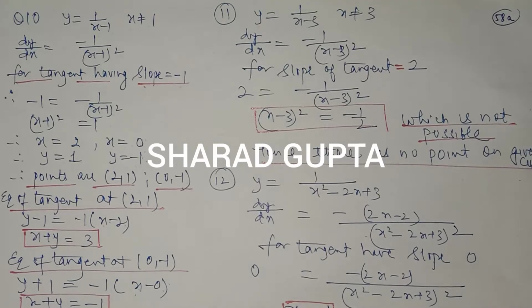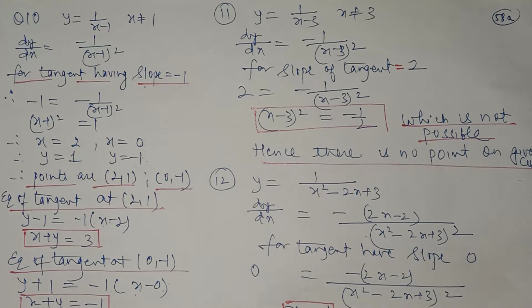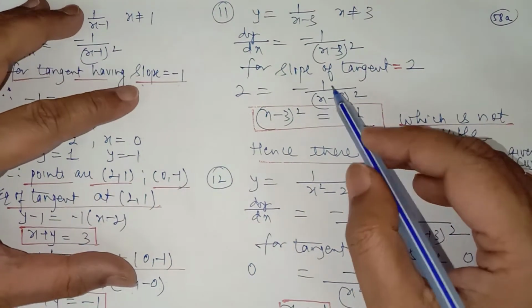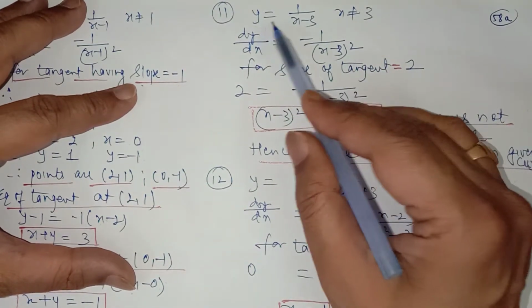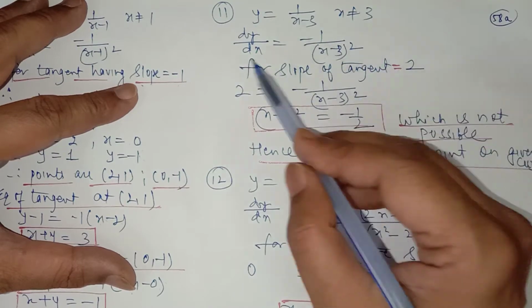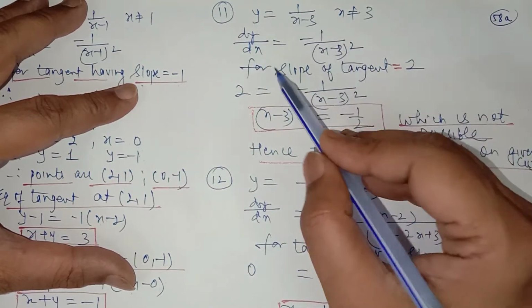Hello, this is lecture number 7 for the chapter Application of Derivatives, and in the last lecture we have discussed up to question number 10. Now in question number 11 it is given that the slope of the tangent is 2 and the curve is y is equal to 1 upon x minus 3, where x is not equal to 3. So find the derivative of this function, which will give the slope of the tangent.